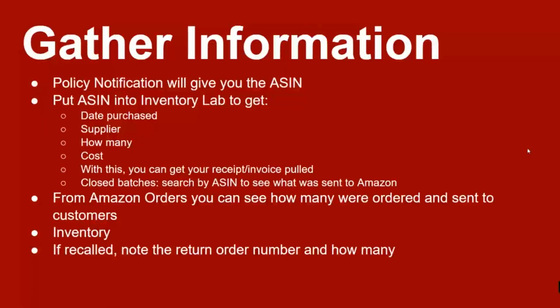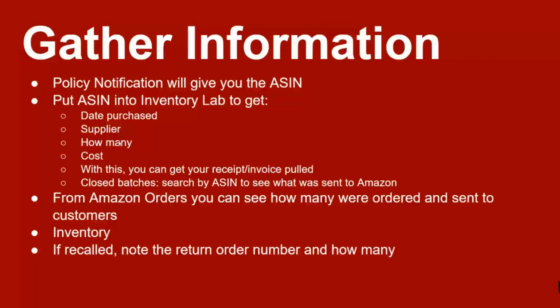So the first part is gathering up the information. We're going to start with the very basics. In that policy notification, you want to get the ASIN. It's going to give you the title and some other stuff, but I always start off with the ASIN. From that ASIN, I'm going to plug it into Inventory Lab to see where I purchased it, who the supplier was, how many I purchased, and what the cost was. That's the first thing I'm going to grab, because that information allows me to go get the receipt. If I know I ordered 3 from Target on the 12th, then I can go grab my Target receipt. So I'm going to get all my receipts lined up.